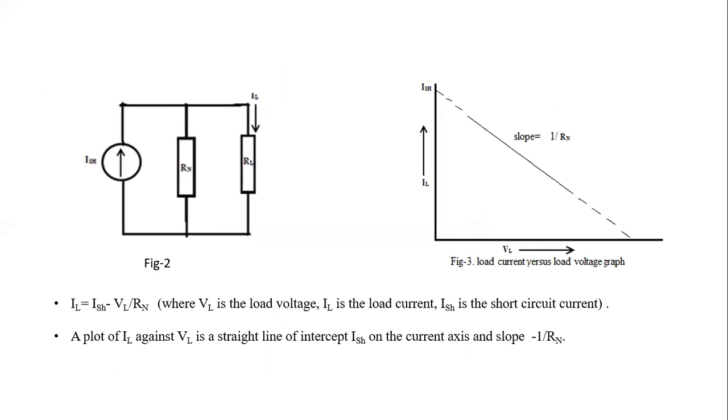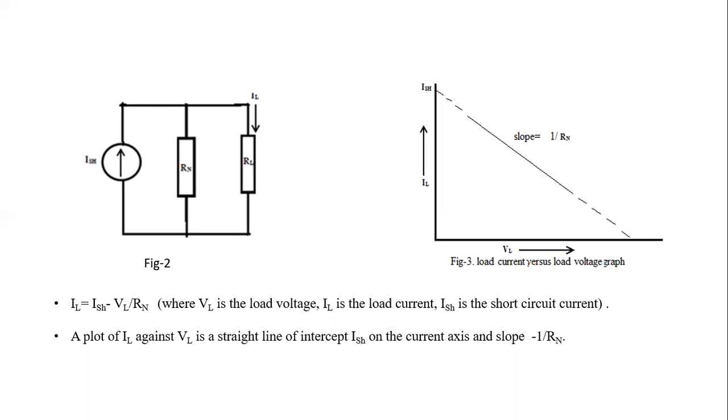Now we'll see what graph we'll get from figure 2. Now figure 2, our circuit is like this. So there are 2 parallel elements. You can see one is Rn and another is RL, that are parallel to ISH. Okay. Now if we try to find out what our IL will be, from the equation we can get one equation for IL and VL. So first, we have taken the load voltage as VL here also, for the second case. So if the load voltage is VL, then how much current will pass through Rn?